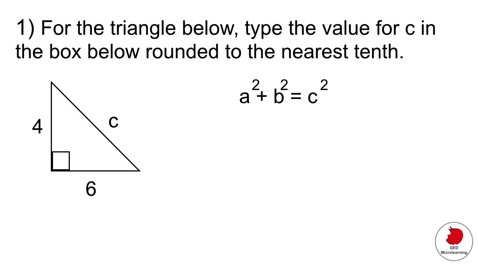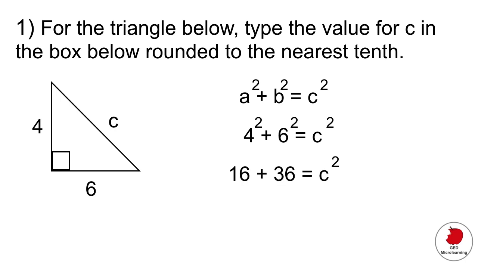So you would take that equation and then introduce the values that they already gave you. You would say 4 squared plus 6 squared is equal to C squared. That works out to 16 plus 36, or 52. And notice that you have that exponent on the right side, so you have that C squared.